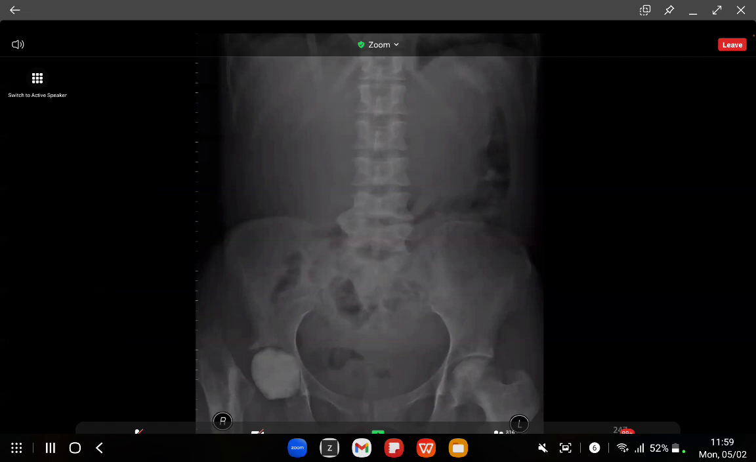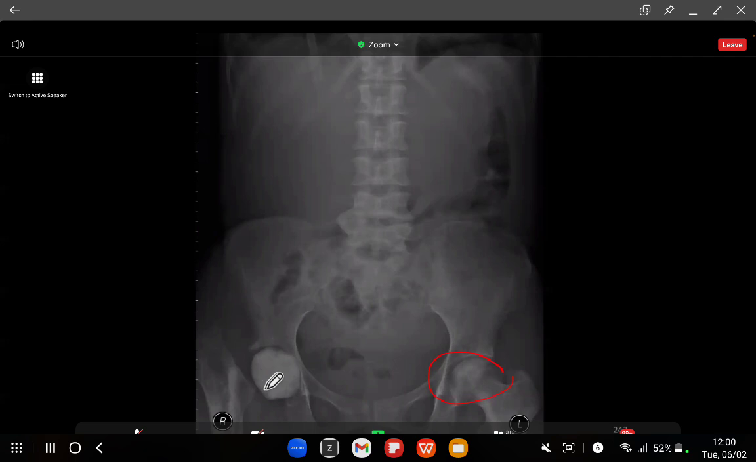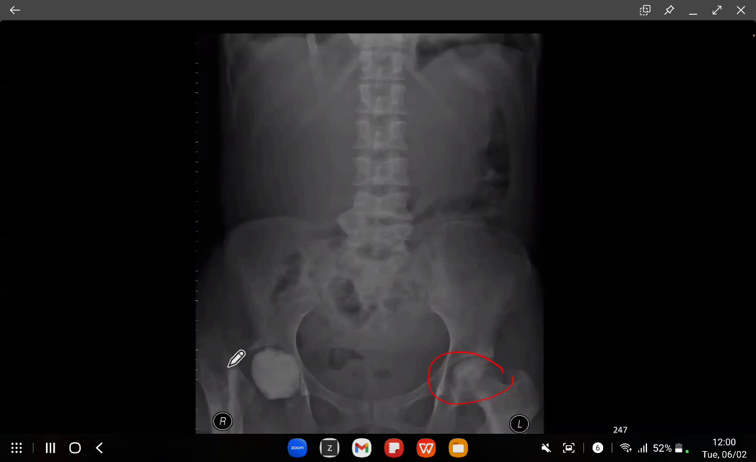More sickle cell disease. Lots of H-shaped vertebrae, which you can see very nicely. We've got a spleen which is small and calcified. We've got avascular necrosis of the left femoral head. We've got some form of orthopedic procedure. Total hip replacement has been taken out of the right hip, and this is an operation to sterilize the joint in preparation for a revision arthroplasty.